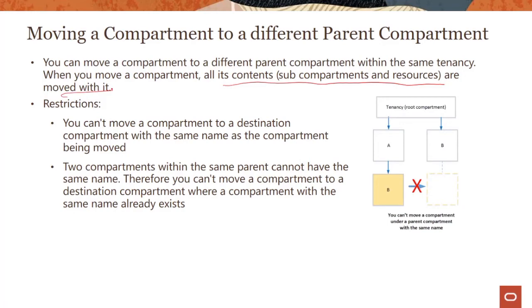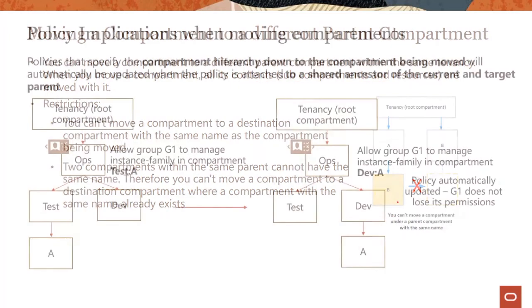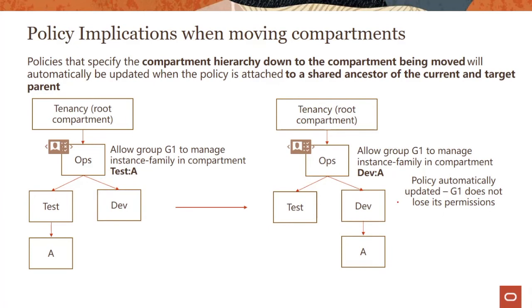You cannot move a compartment to a destination compartment with the same name as the compartment being moved. So the compartment B here cannot be moved here because it shares the name with the parent here. So it cannot be possible. Two compartments within the same parent cannot have the same name. So for example, if there was a compartment C here, and let's say there was a compartment C here, you could not move C right here because then this and this would have the same name. So there's a couple of restrictions you have to keep in mind.